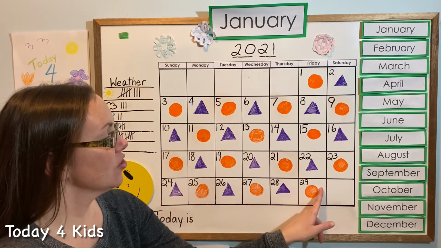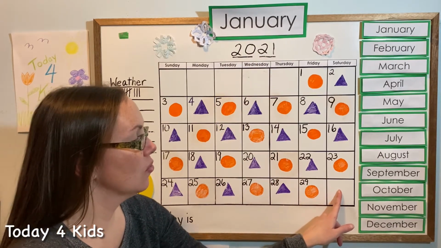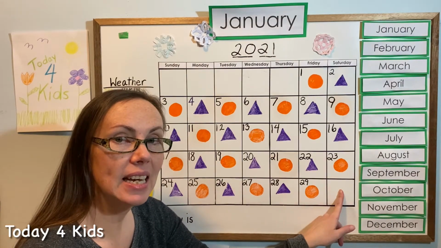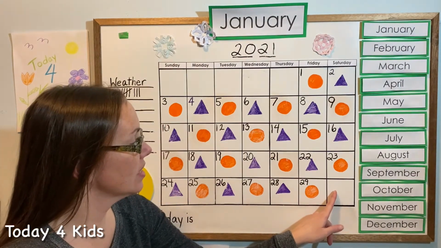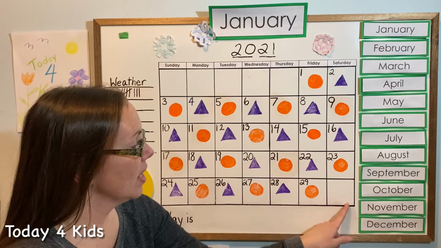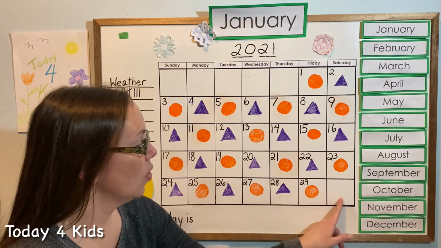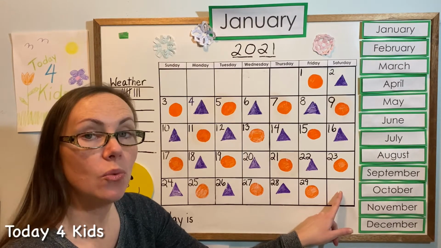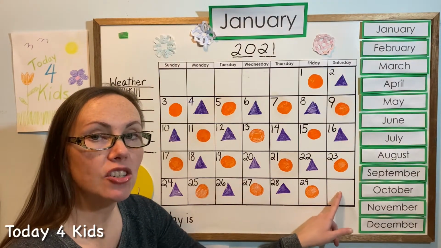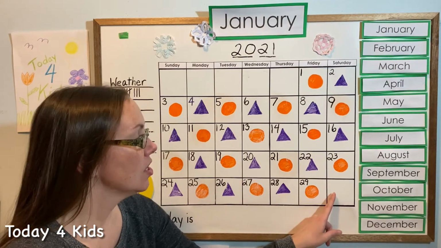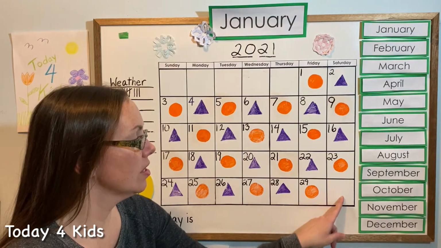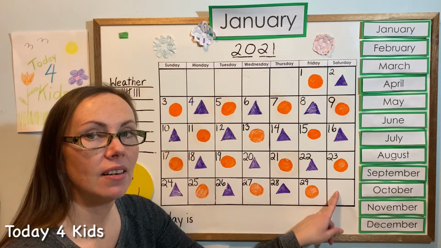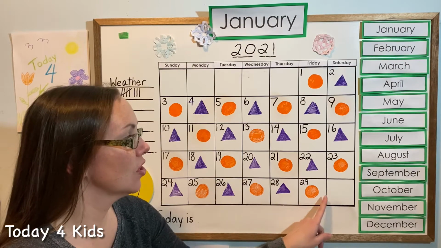So if this was yesterday, we're going to move one square over, and that will tell us what today is. So today is this square here, the last square in the row, and we need to put a shape here so that we can remember where to come back to as we're working through our calendar. So what color shape do we need to put here? What do you think comes after orange circle in our pattern?